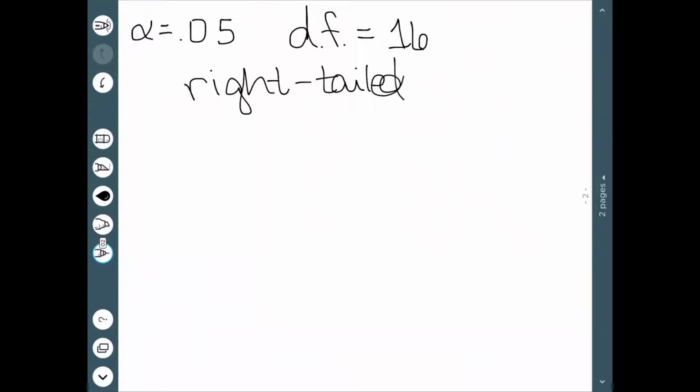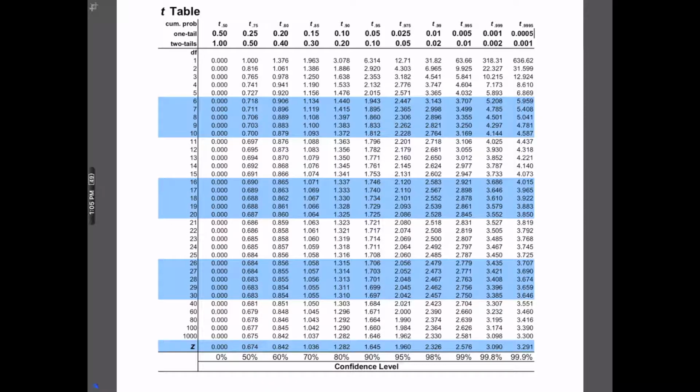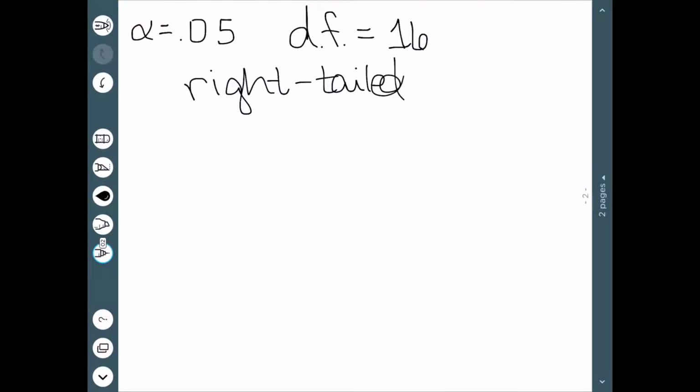Let's suppose we have alpha equal to 0.05, degrees of freedom is 16, and a right-tailed test. We're going to need to go to our t-table. Here's our t-table. Since we want to do a one-tailed test, we're going to look down this one-tailed row at the top. We had alpha equal to 0.05, so we go to the 0.05, and 16 degrees of freedom, so we go down to the 16 value. 1.746. So our critical value in this case is 1.746.